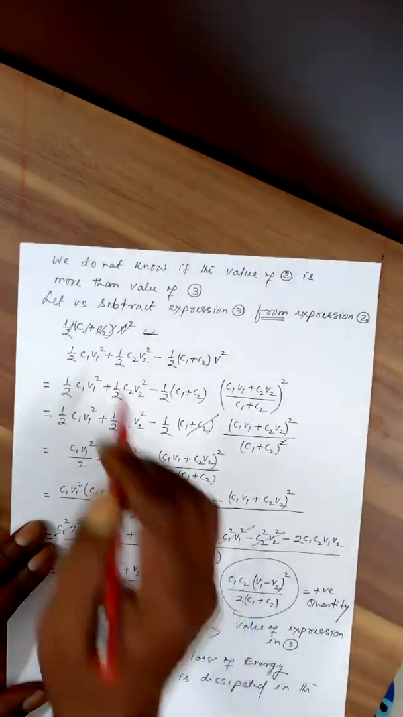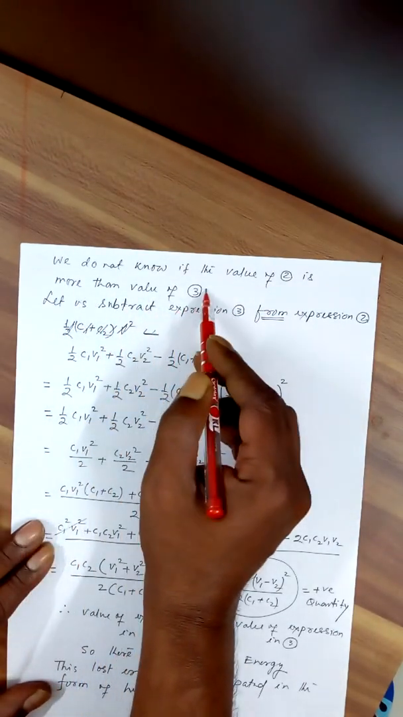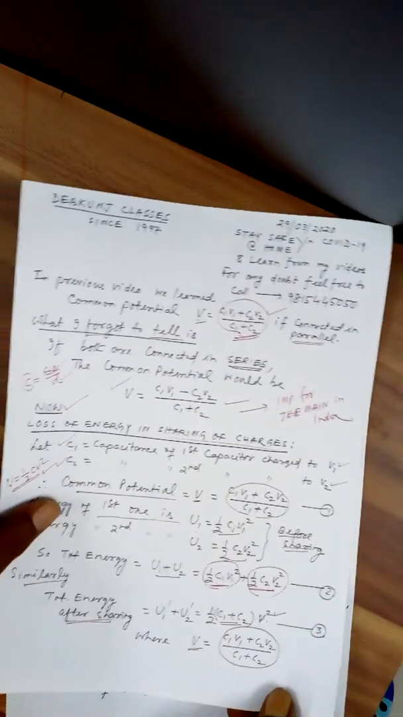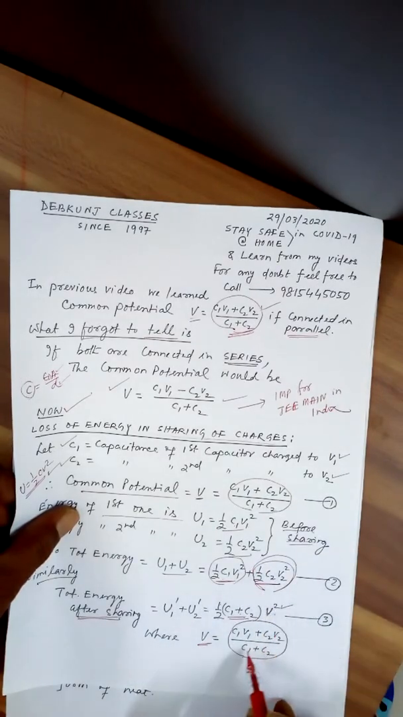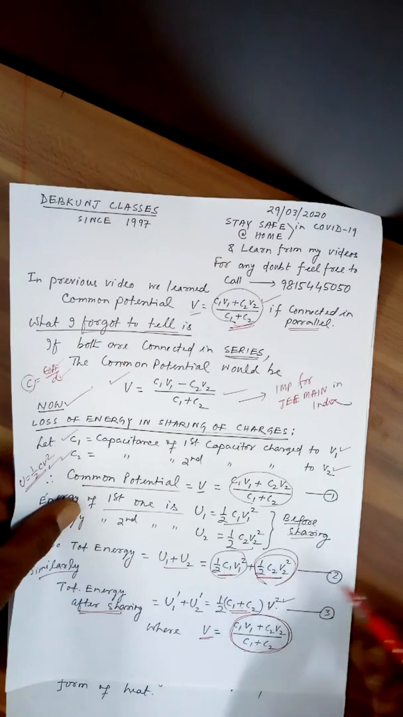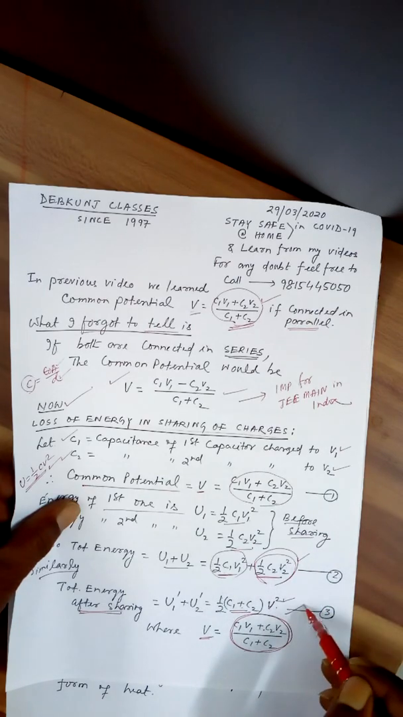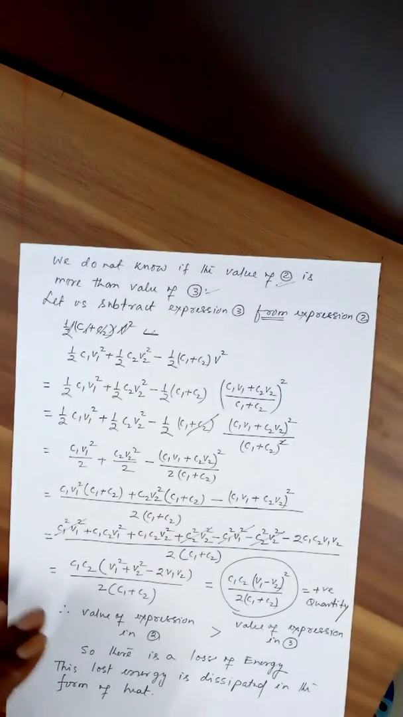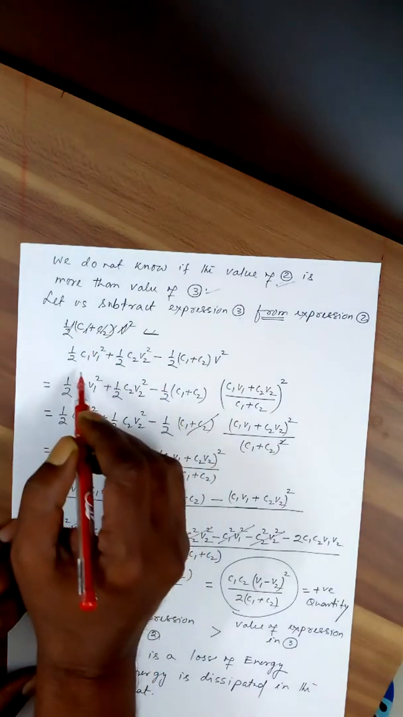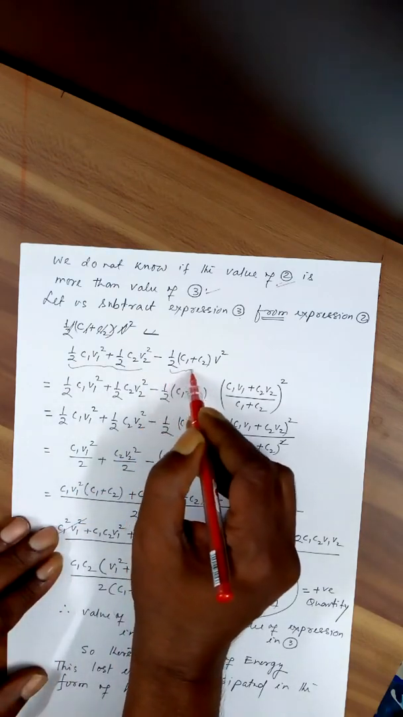Now, we do not know if the value in expression 2 is more than the value of expression 3. We don't know whether this is more or this is more. If we do a subtraction, this minus this, and it comes out to be positive, then you will say this is more than this. Let us do that. Let us subtract expression 3 from expression 2.